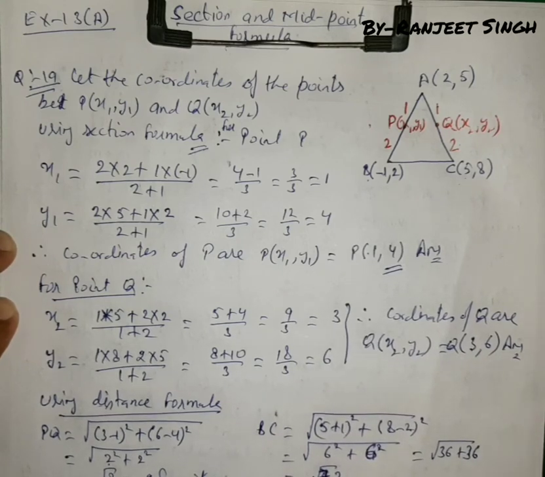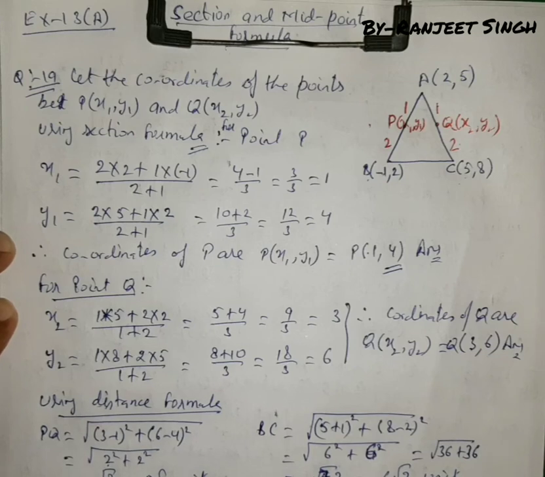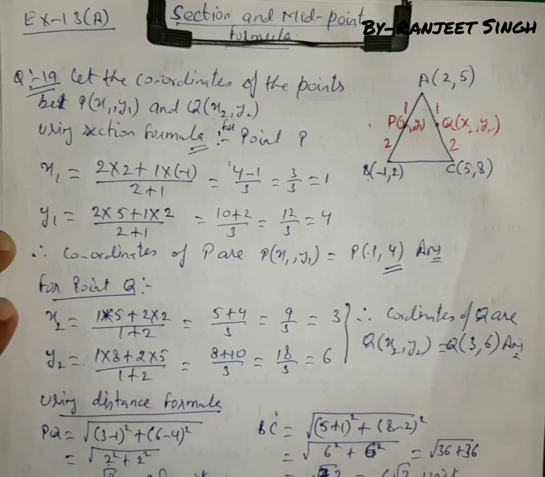So root 72 is 6 root 2 unit. Now we have to find PQ over BC, that is equal to 2 root 2 over 6 root 2. So these two will get cancelled. So now this implies PQ is equal to 1 over 3 BC. Cross multiplying, so this is what we have to prove. Hence, proved.